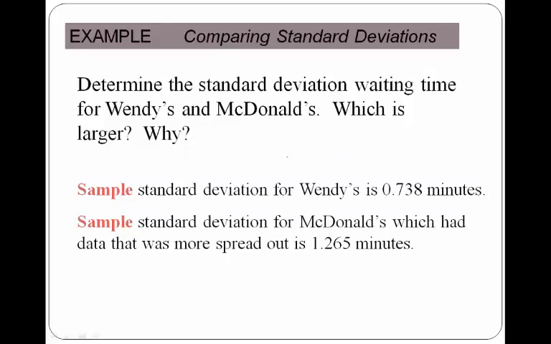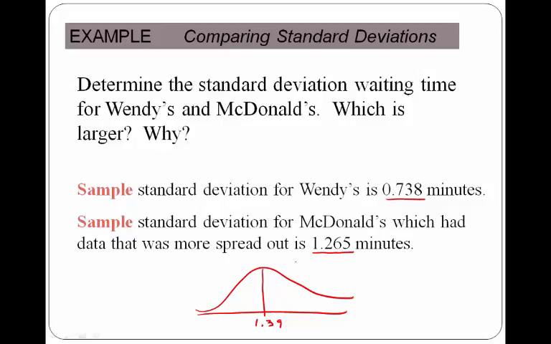So since these were samples, we want to use the sample standard deviation, and we find Wendy's sample standard deviation is 0.738 and McDonald's is 1.265 minutes. It is indeed larger, and we expected that because we could tell from the histogram that the McDonald's data was more widely spread. What this tells us is, if we put the mean in the middle of that bell-shaped curve, that the mean of both of them was 1.39.